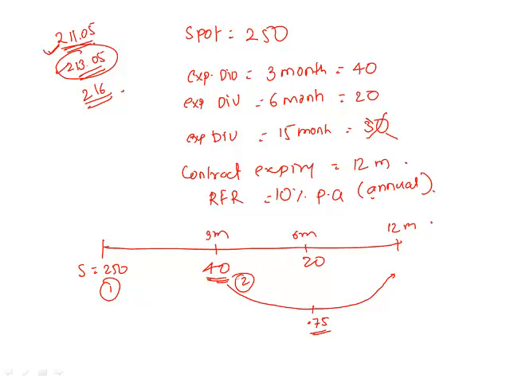Now RCL1 plus RCL2 plus RCL3. RCL1, which is future value of this, plus RCL2, which was a negative number, plus RCL3, how much is that? 211. So which means that those people who got 213, they probably changed the compounding conventions. There's a possibility that while taking future value of 3 months and 6 months, you might have changed the compounding conventions.